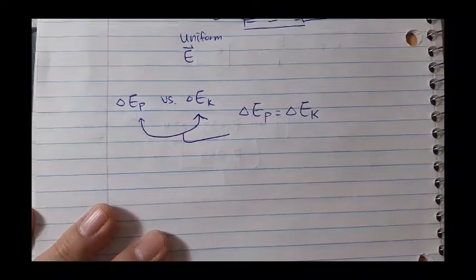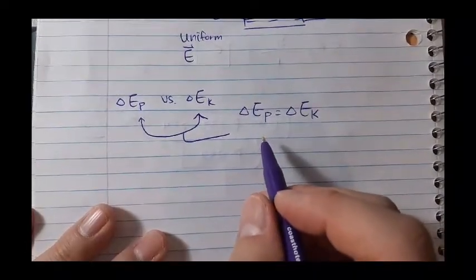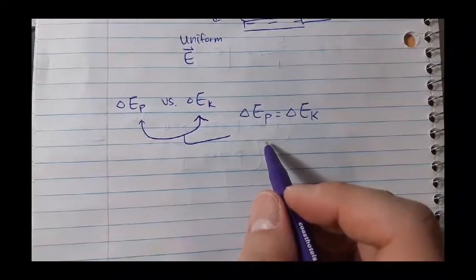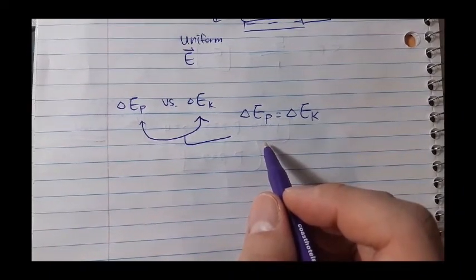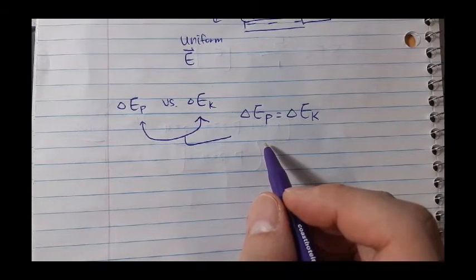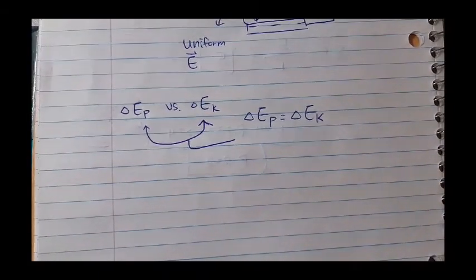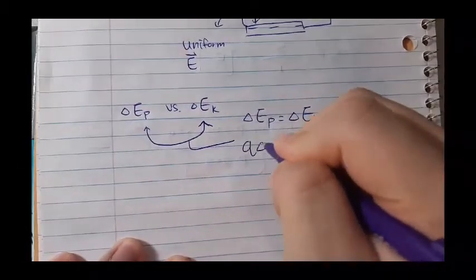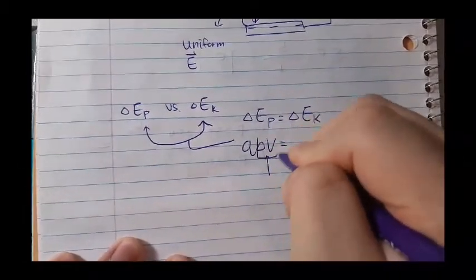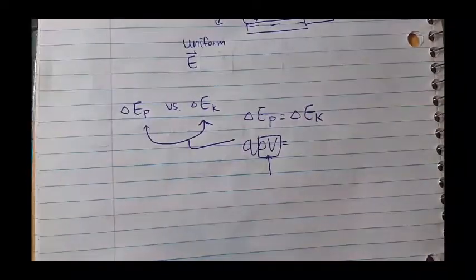Now my question is this: what's the relationship between those? There are several relationships, however, the one thing that I want to emphasize all the time is this: Q delta V, that potential difference.